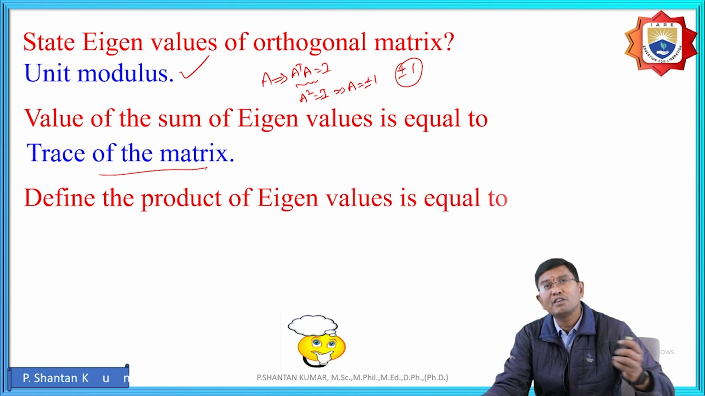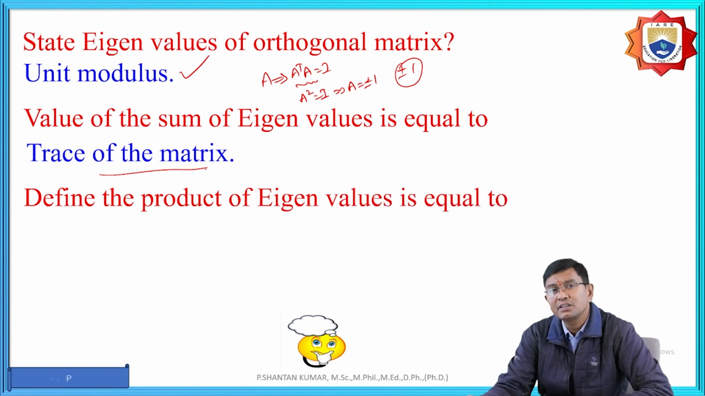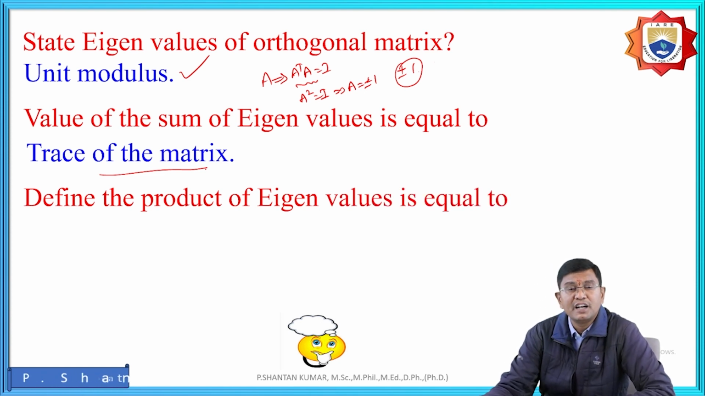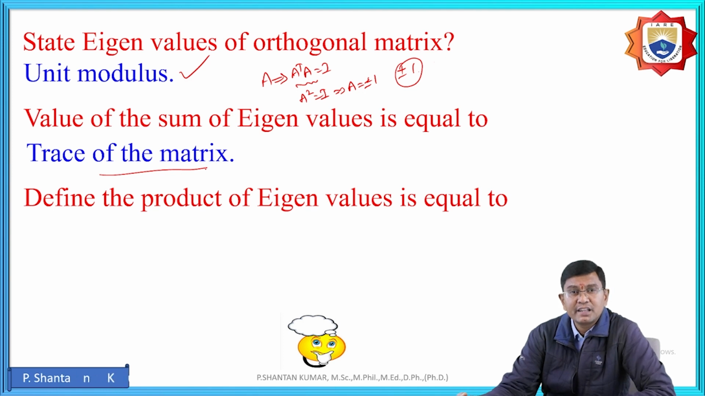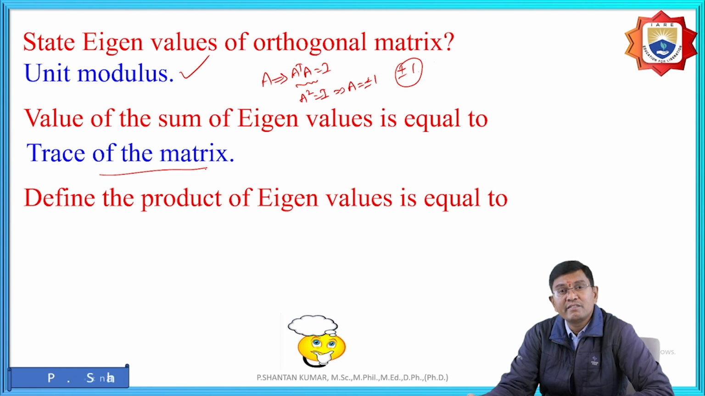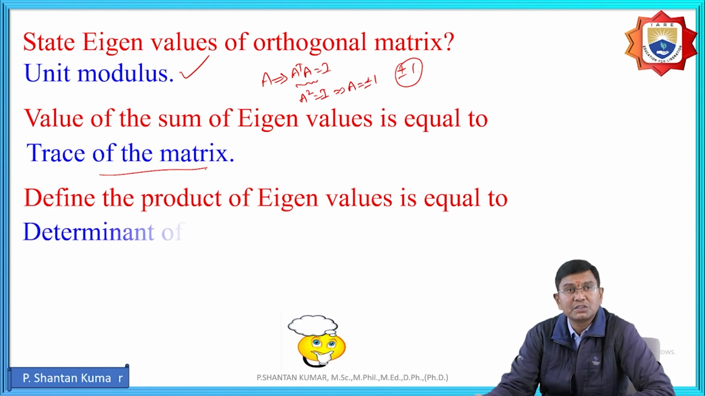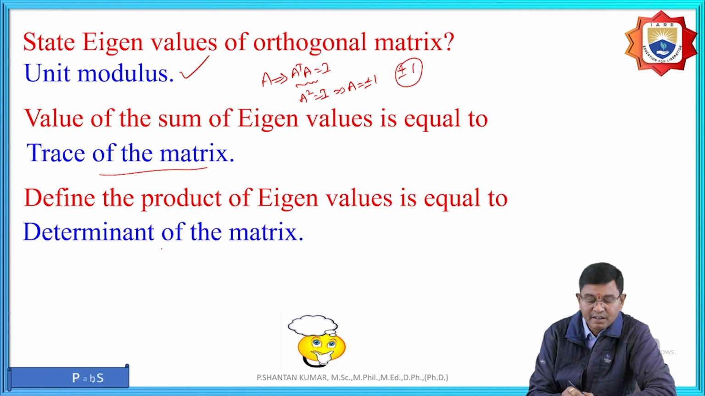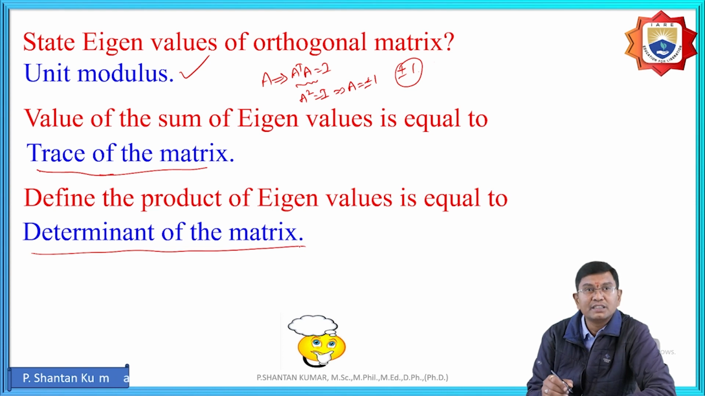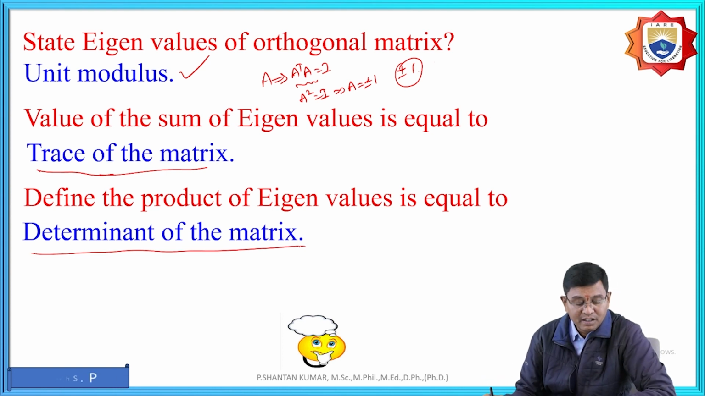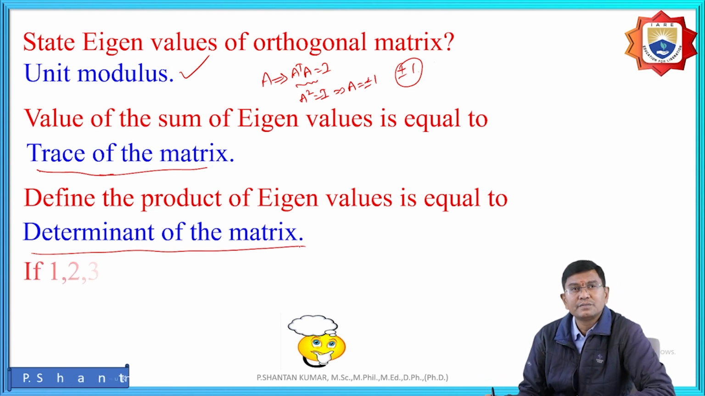Define the product of the eigenvalues. This is also a property of the eigenvalues. When you are calculating the product of the eigenvalues, for cross verification, it is the determinant of the matrix. That is, the trace of the matrix is equal to the sum, and the determinant of the matrix is equal to the product of the eigenvalues of the given matrix.